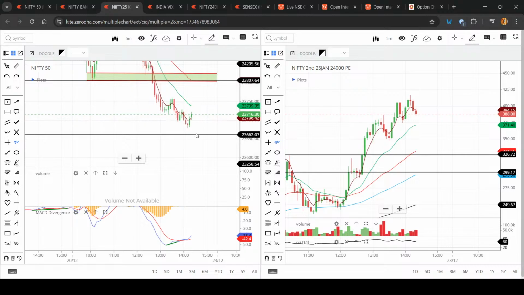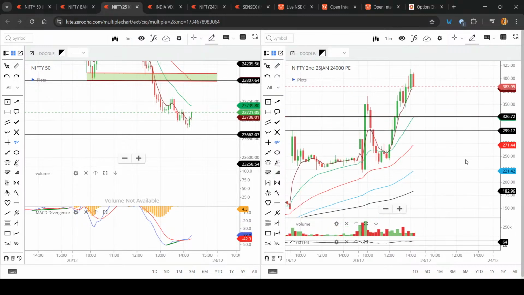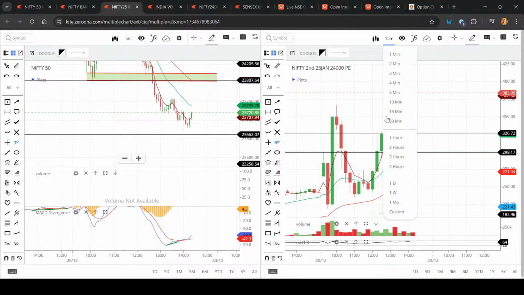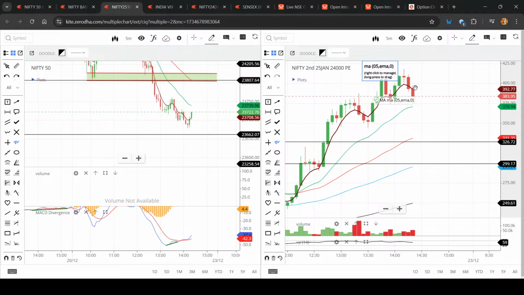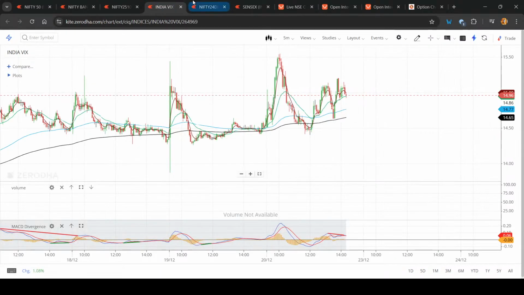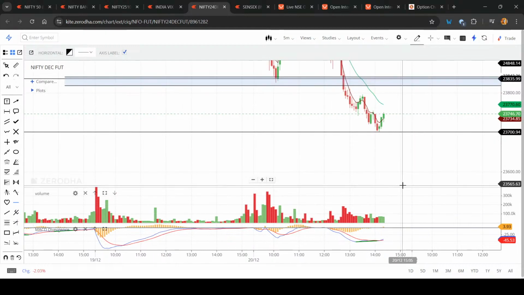So I expect the moment spot will hit 20 EMA on the upside, this will hit 20 EMA on the downside, and our stop loss will be at 371. Oh, sorry, this is 5 minutes. Just 1 minute. All right. Okay, let's just have a look, VIX has also fallen.